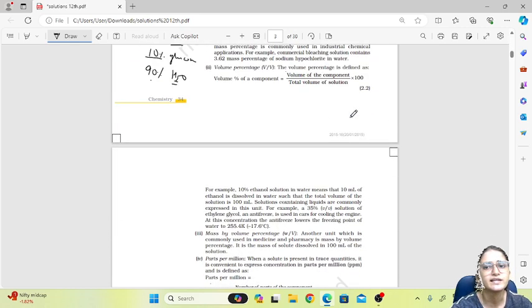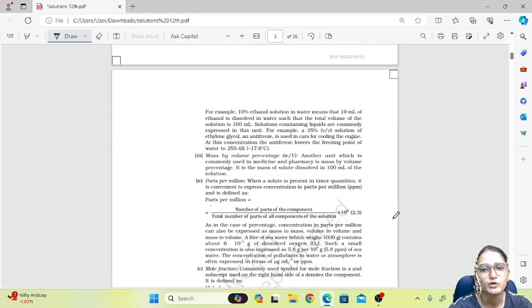Then volume percentage, which is not that important, but we will still cover. Volume percentage is volume by volume. Whenever we are talking in terms of volume, that is when this term comes: volume percent of a component is the volume of the component divided by the total volume of the solution, into 100. For example, if you have a 10% ethanol solution in water, that means we will talk about the volume here.